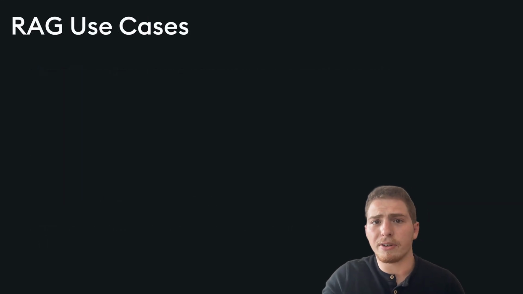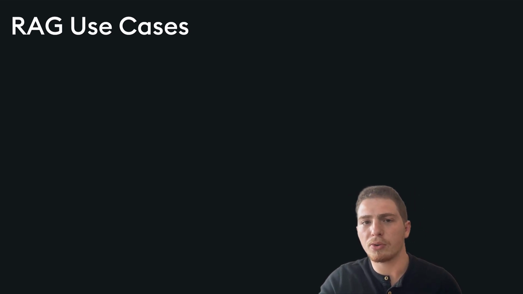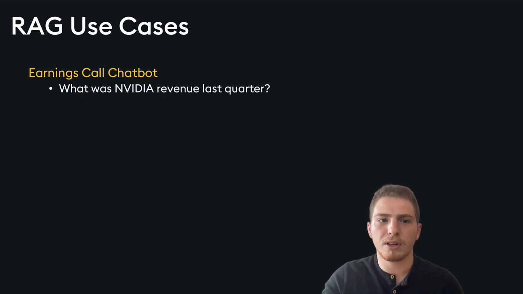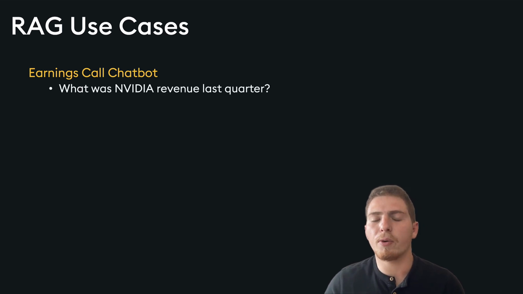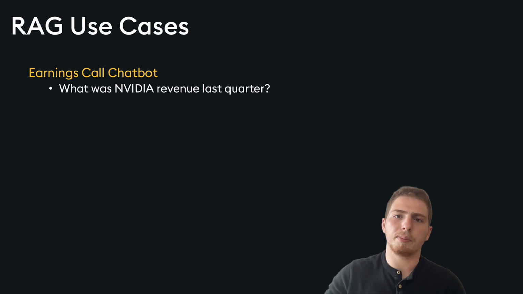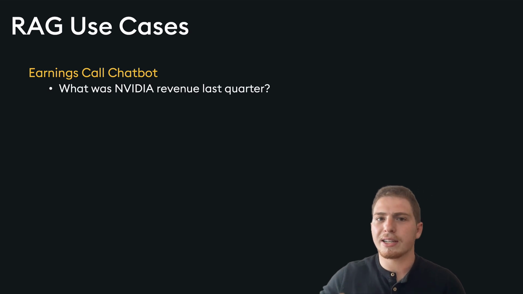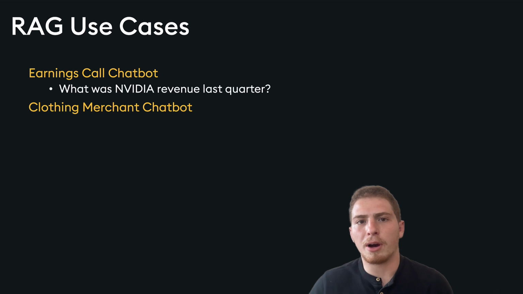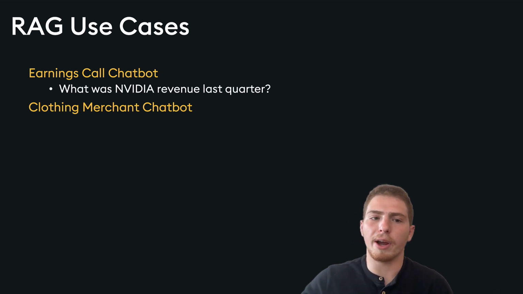Now, RAG has a lot of different use cases, and they're mostly similar in practice. It's exposing your large language model to new data. For example, if I had an earnings call chatbot, I would be able to ask, what was NVIDIA revenue last quarter? And then I would be able to query my vector database, get that answer, and have my large language model be able to answer it accurately. Another use case for RAG is something like a clothing merchant chatbot, or any kind of chatbot that replaces a human in some way.